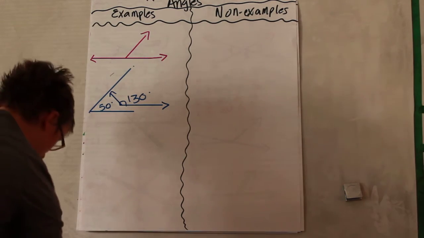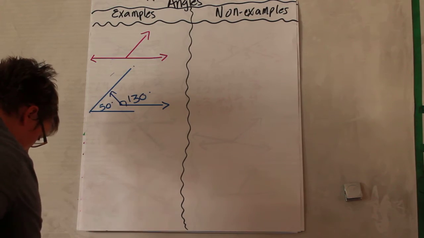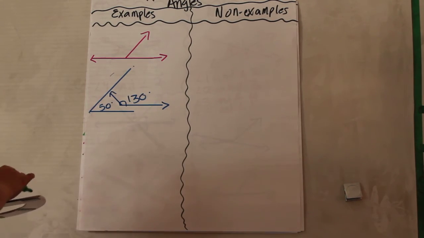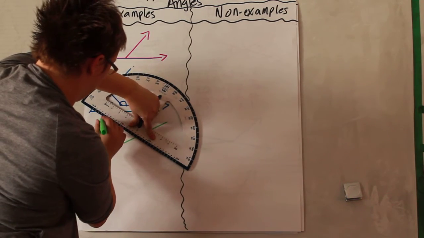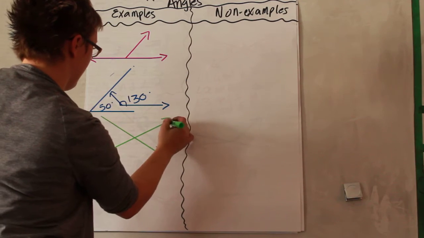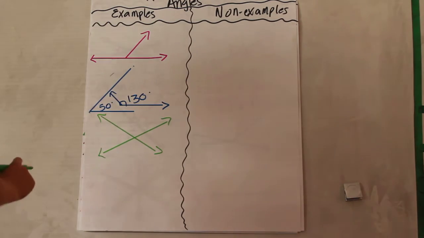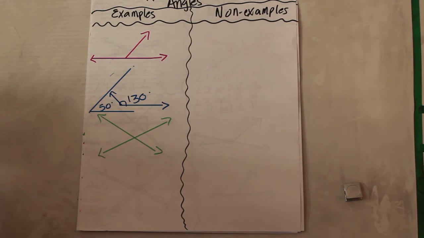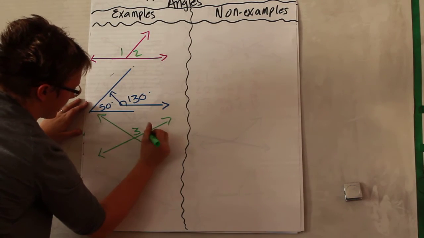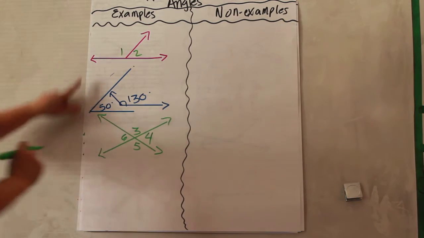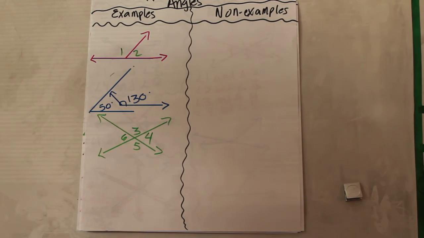Now, if we look at another one of those that has the two lines that intersect. We have these two lines that intersect, and now we're going to label them as 3, 4, 5, and 6. We have our 1 and 2 up here, so we should have our 3, 4, 5, and 6 down here.